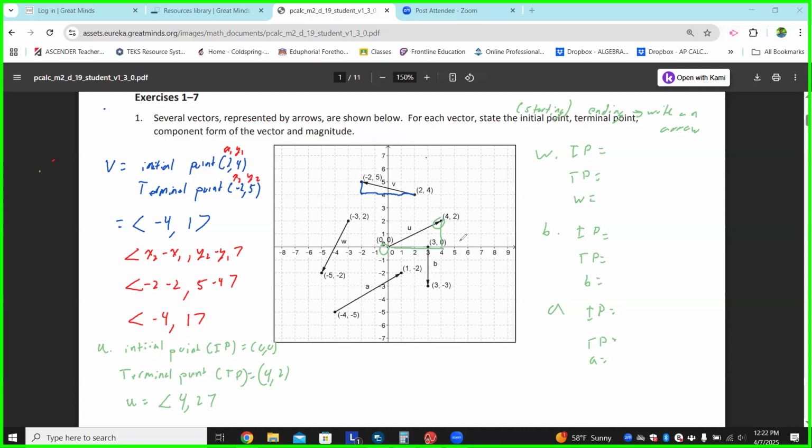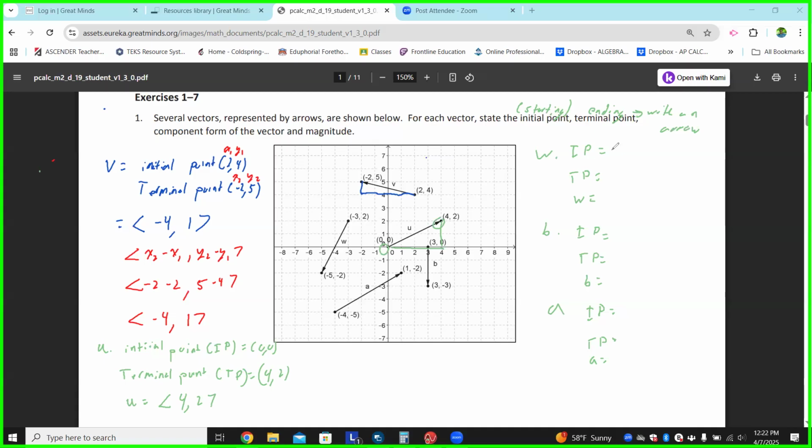So it should be 4 minus 0, 2 minus 0. In the past, like in algebra, when you did slope, you just did change in y over change in x. It didn't really matter. But this does matter.